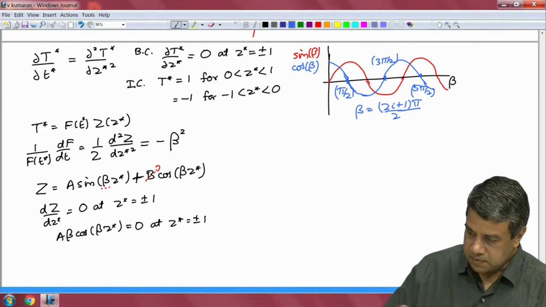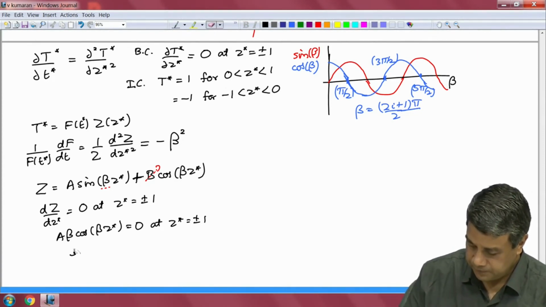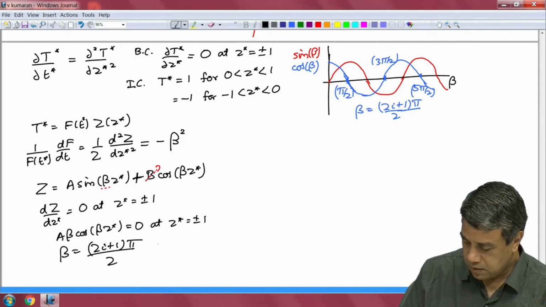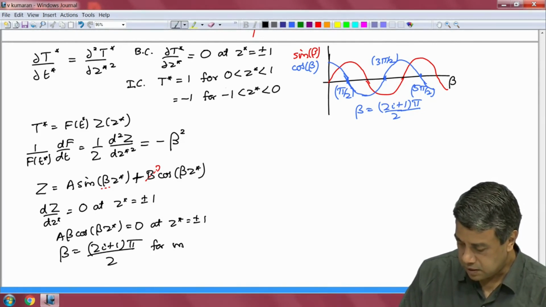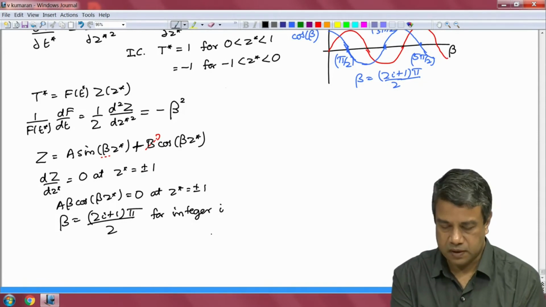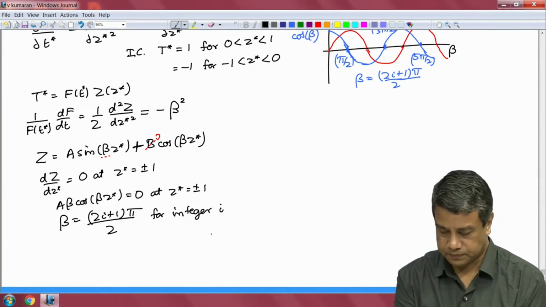Therefore, the specific values of beta that satisfy this criterion are beta equal to (2I plus 1) pi by 2 for integer I. Okay, beta is equal to (2I plus 1) pi by 2 for integer I. So, those are the values for which it satisfies this condition.